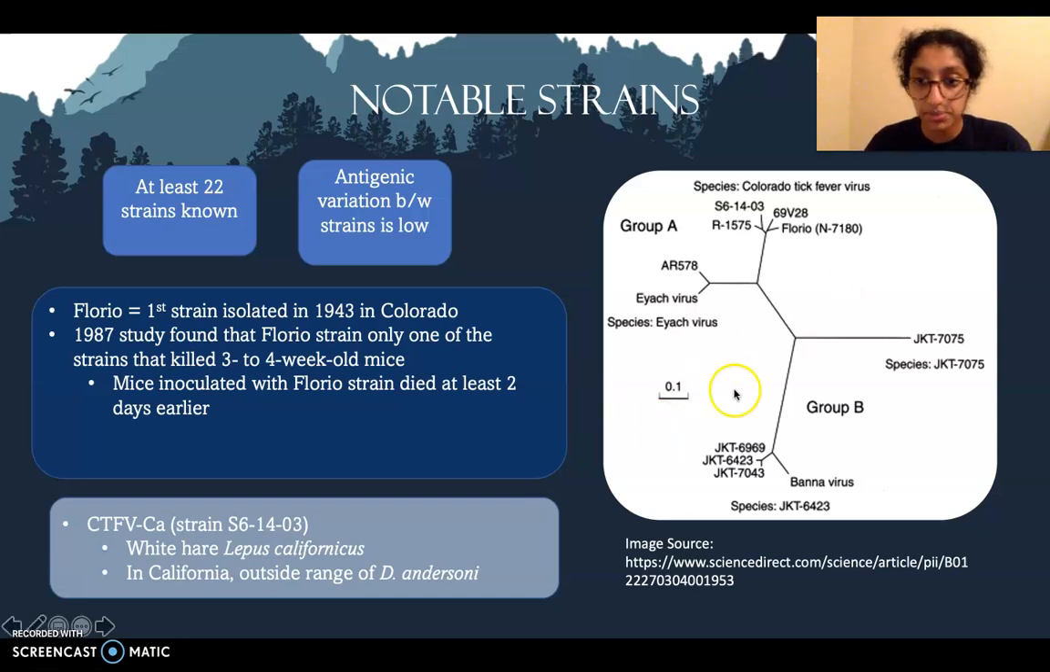CTFV California strain, right here. It was isolated from the white hare known as Lepus californicus, and even though it's in California, outside of the range of Dermacentor andersoni, which is the vector of CTFV, it's interesting to note because they're geographically close, and so you can kind of see how they would evolve together, and they're closely related. And then Eyach virus, as I said, is distinctly evolutionarily not related, though close.